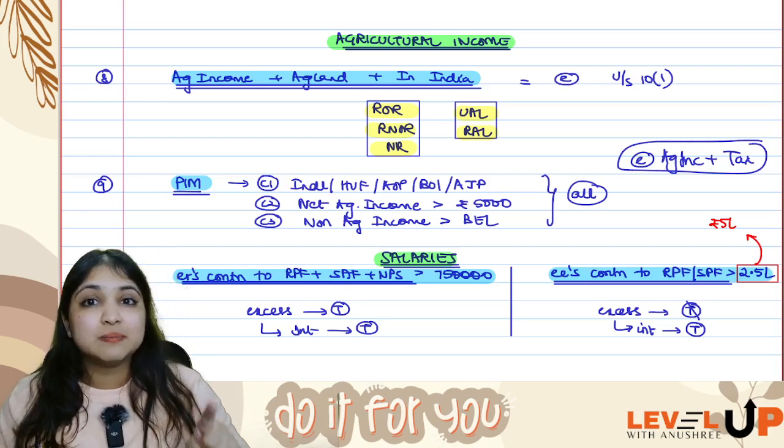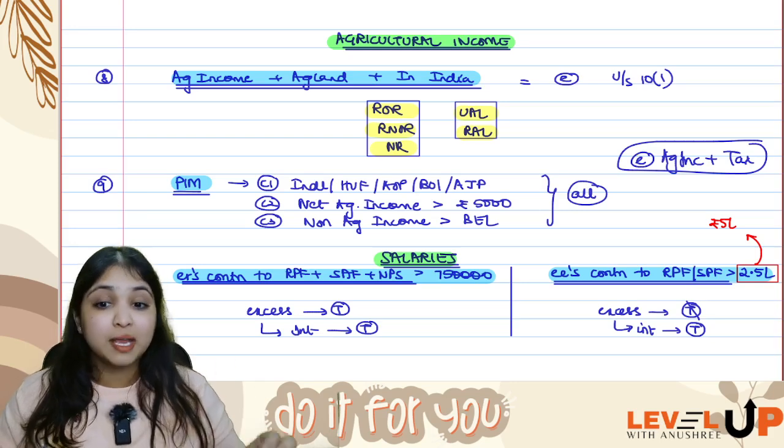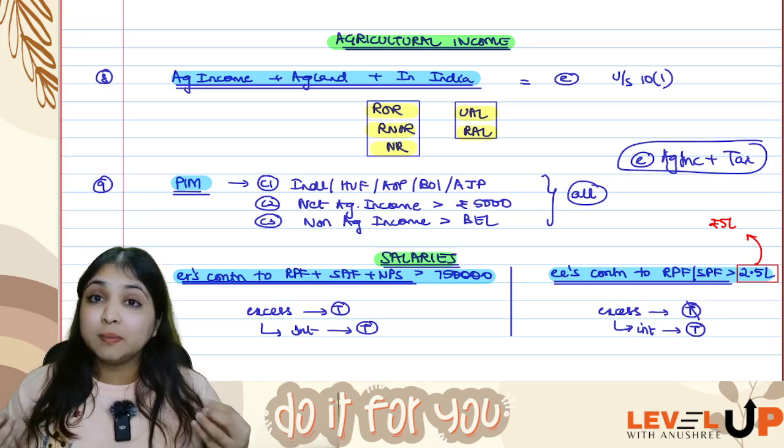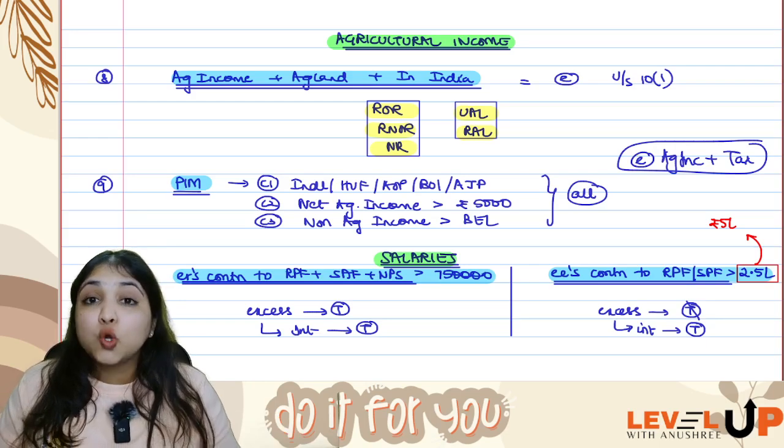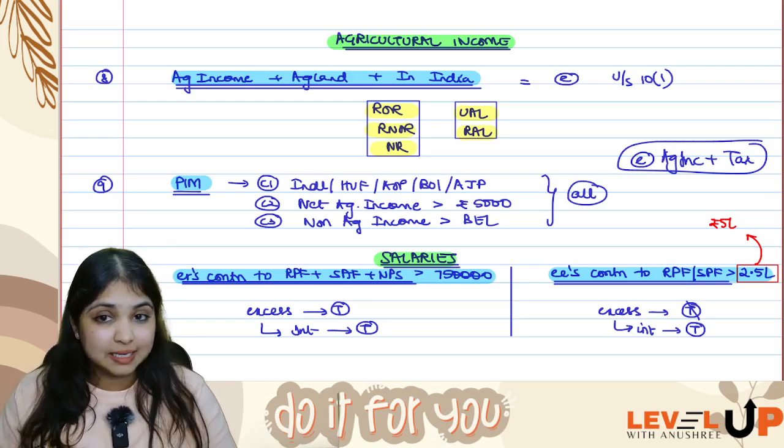Condition 1, the assessee must be an individual, HUF, AOP, BOI, AJP. Condition 2, the net agricultural income should be more than 5,000. And condition 3, the non-agricultural income should be more than the basic exemption limit.